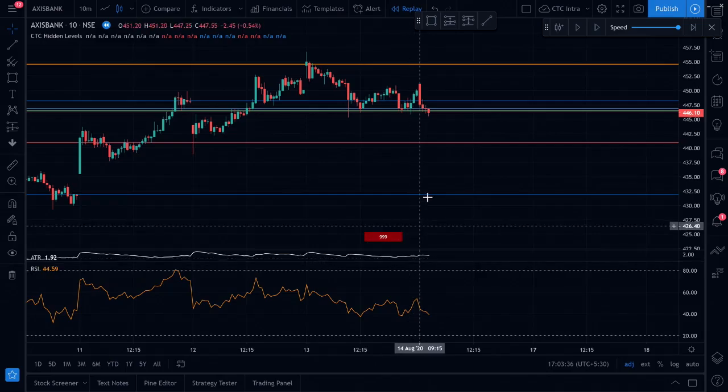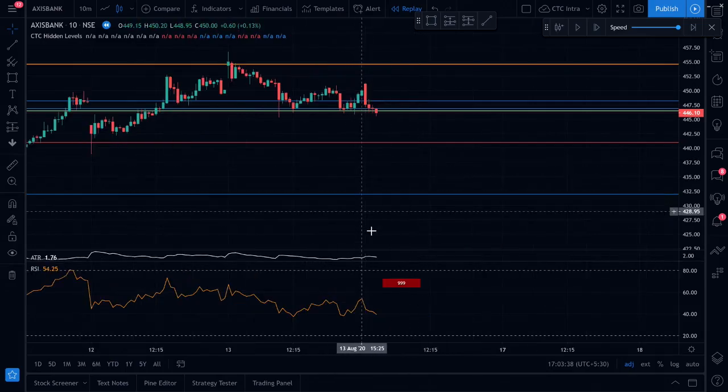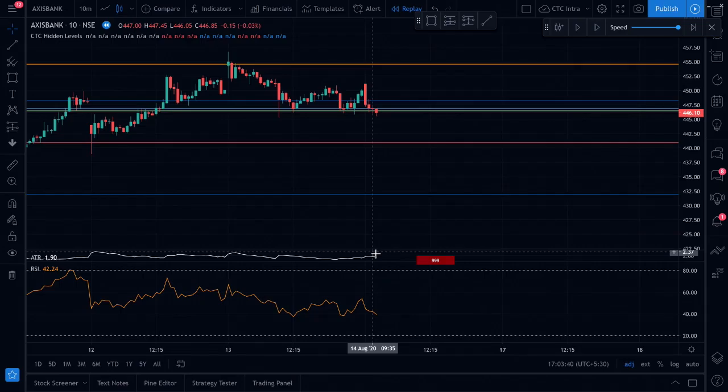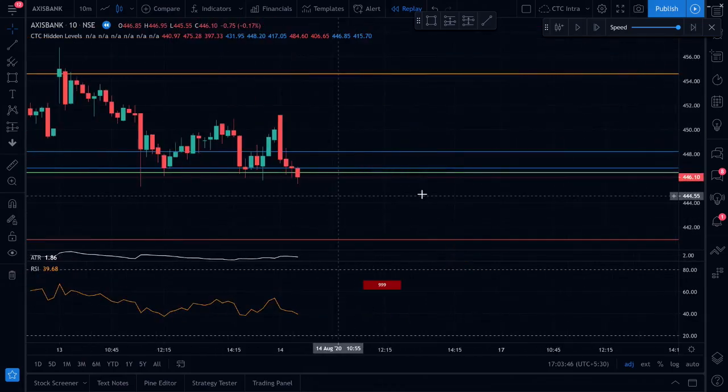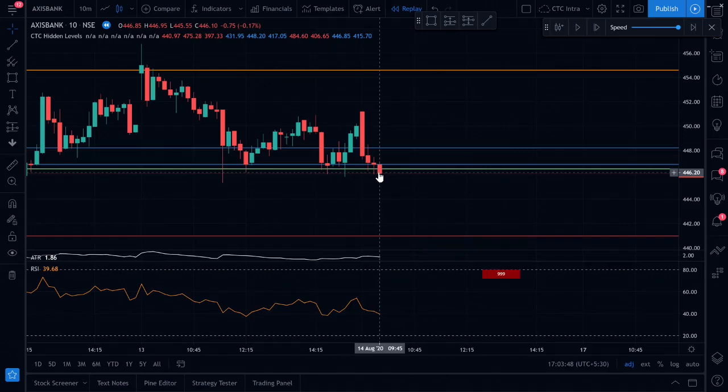The next thing we need to do is see the ATR of the previous candle. This is the breakdown candle, and this is the previous candle. We need to check the ATR here. What is the ATR? As you can see here, you can see where my mouse is. Just check the ATR. It is 1.9.